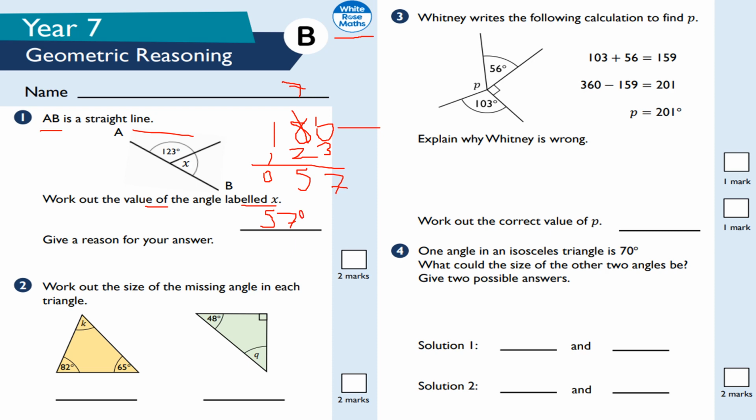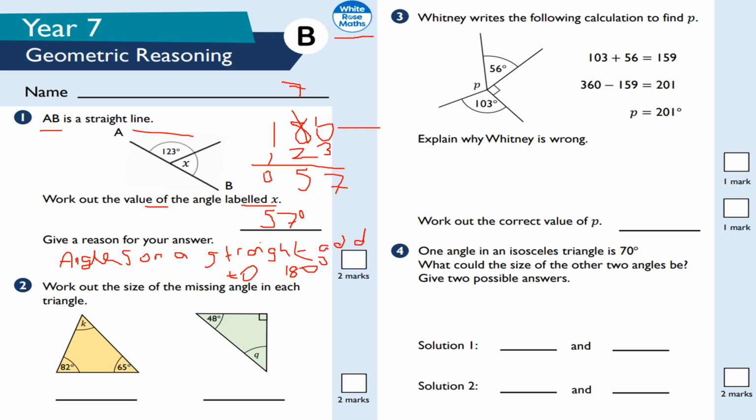Okay, give a reason for your answer. Well, angles on a straight line add to 180 degrees. Okay, this is question number 2. Working out the value of K.